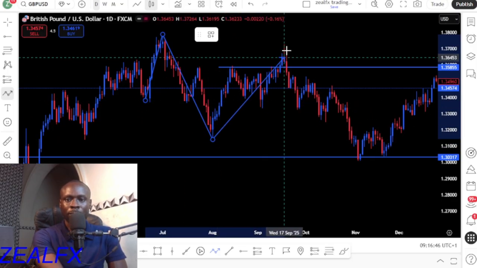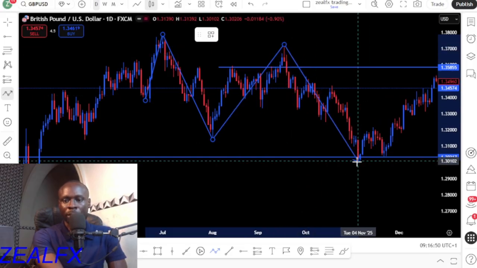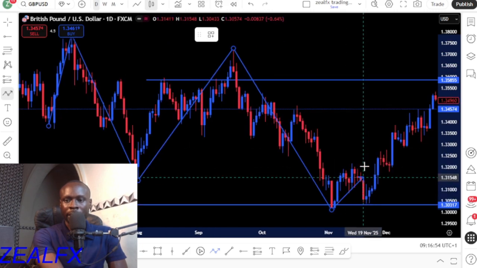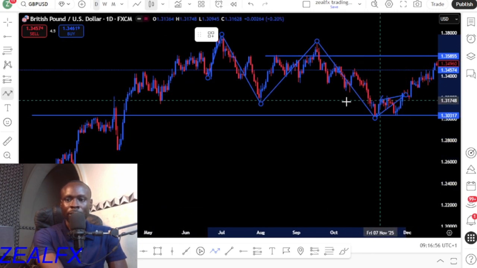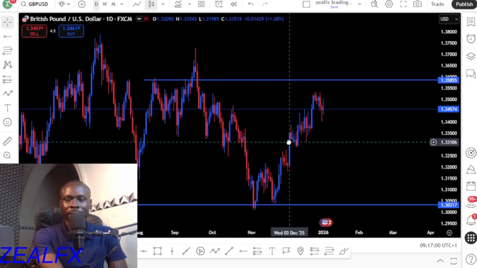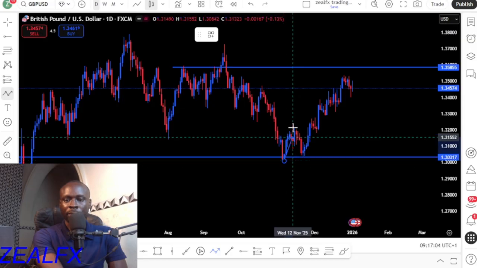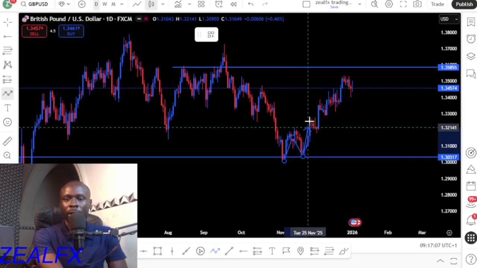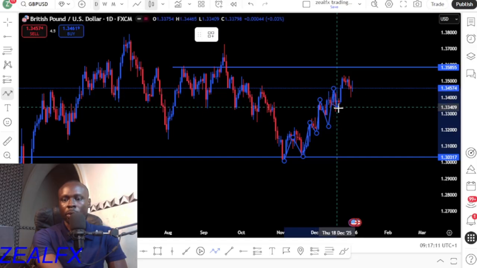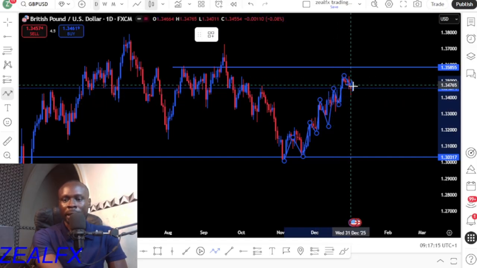Then price went back and created this lower high. Then price later broke below this lower low structure level. Ever since then, price has been on a consolidation by creating a series of inner structure, which is a series of higher lows. But here becomes a higher high, here becomes a higher low.